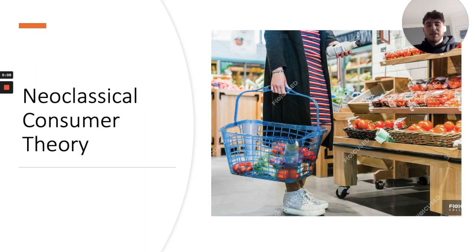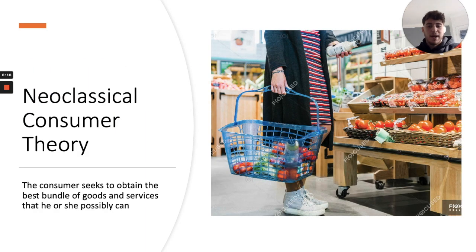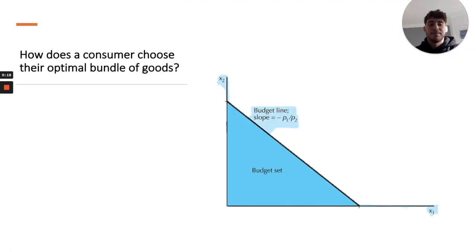So we'll first be looking at the neoclassical consumer theory, which essentially delves into how a consumer seeks to obtain the best bundle of goods and services that he or she possibly can. So how does a consumer choose the optimal bundle of goods?